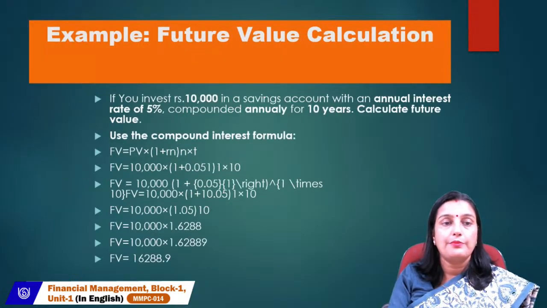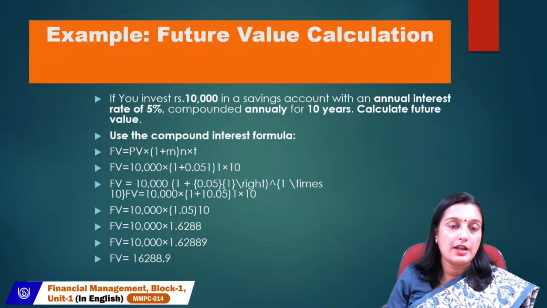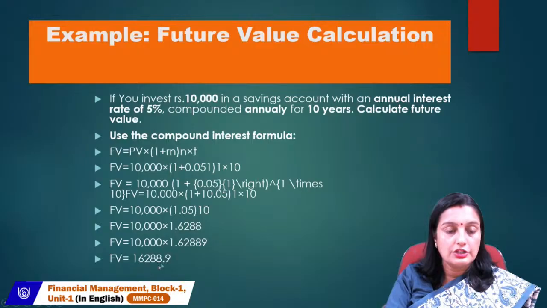Now this is another example, of the future value of an investment. If you invest 10,000 in a savings account at an annual interest rate of 5%, compounded annually for 10 years, calculate the future value. Which formula will we use? We will use the future value formula, and this is the result. If you invest 10,000, after 10 years at 5% interest, your value will be 16,288.9. So your value is compounded annually.